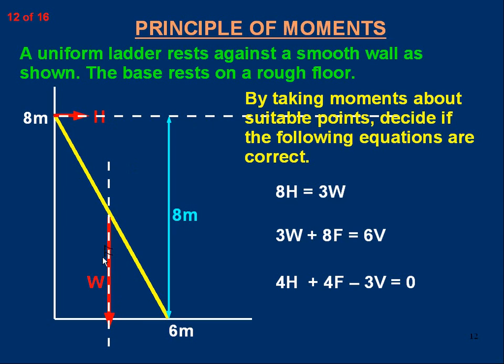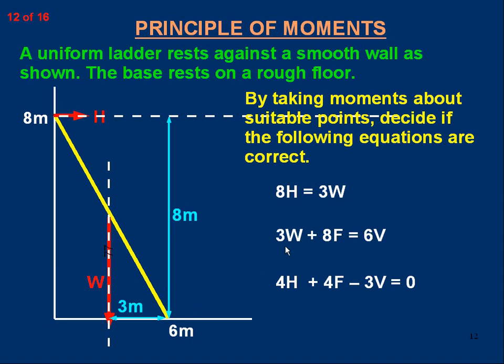What's the anti-clockwise moment? Well, it's W times the distance of its line of action from the foot of the ladder, which is 3 meters, isn't it? It's half of 6 because it's symmetrical. It's in the middle, that centre of gravity. That distance is 3. The moment of W about the foot of the ladder is W times 3. And that's the first equation. 8H is 3W, just comes from taking moments about the foot of the ladder. And it's correct.